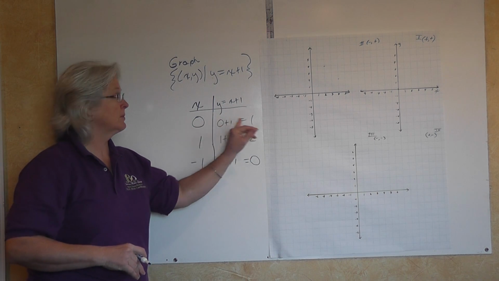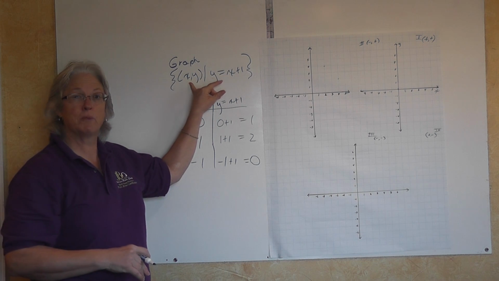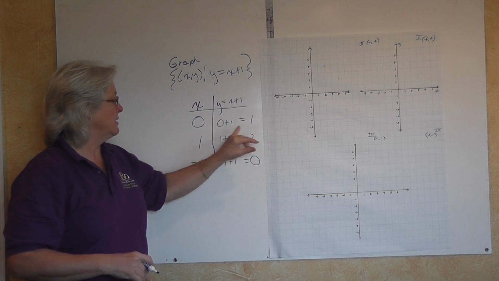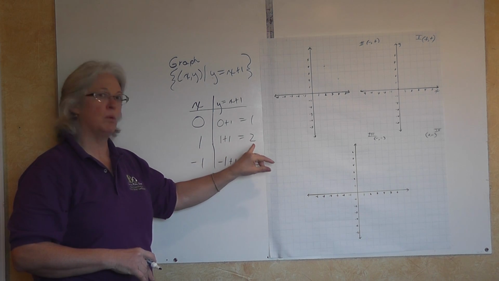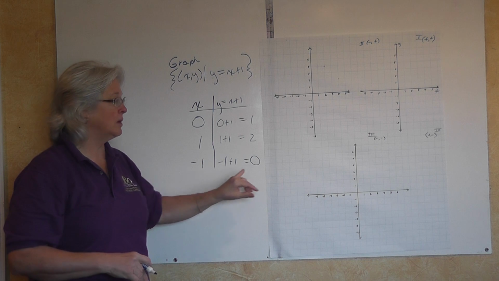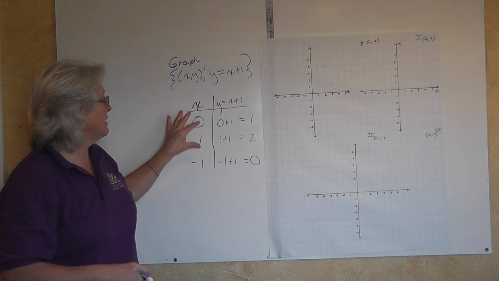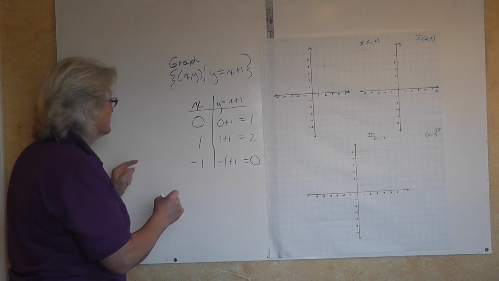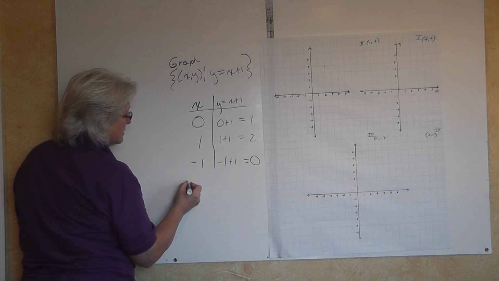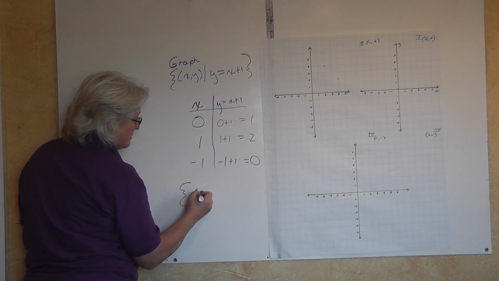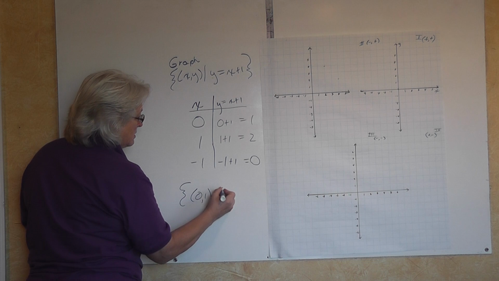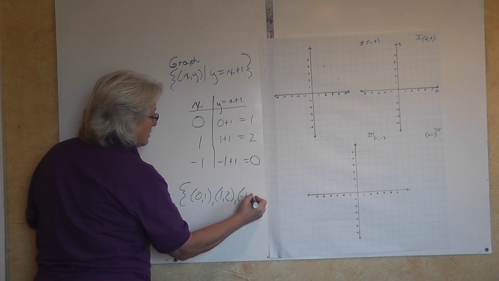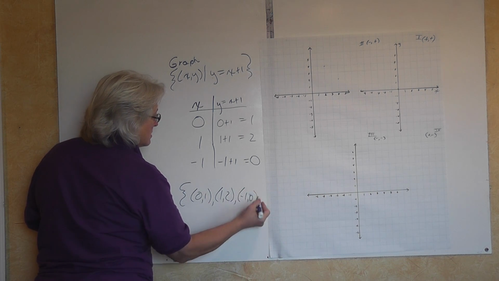What are the points here that we're graphing? Remember, we're looking for a set of ordered pairs, x and y. X is 0, y is 1. X is 1, y is 2. X is negative 1, y is 0. So you can take your ordered pairs directly off this chart. For this example only, I'm just going to write our set of ordered pairs. We have a set of 3 ordered pairs here: (0, 1), (1, 2), and (negative 1, 0).